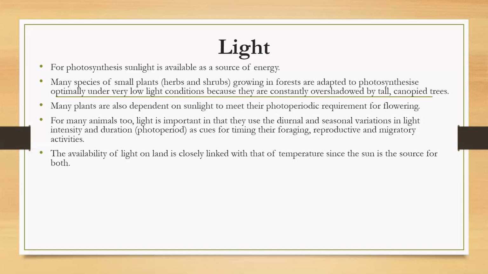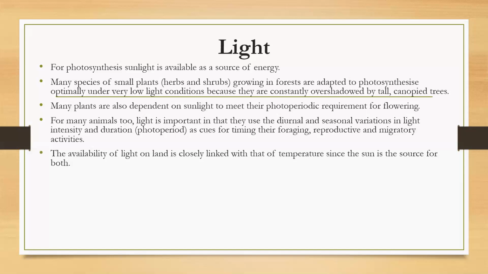The availability of light on land is closely linked with that of temperature, since the sun is the source of light as well as temperature. So when the light intensity is very high, normally the temperature is also very high.